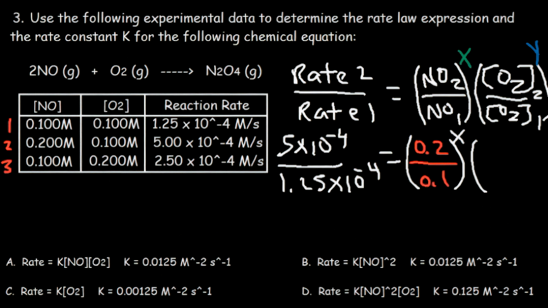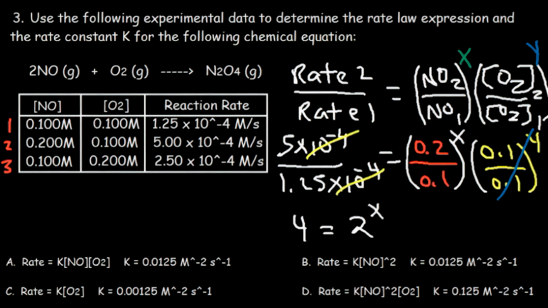Now, the concentration of O2 for trial 2 is 0.1. And for trial 1, it's 0.1, so it cancels. So this cancels out to 1. 1 raised to the y is just 1. So we don't have to worry about it anymore. Now on the left side, the 10 to the negative 4 cancels when we divide them. So 5 divided by 1.25 is 4. And 0.2 divided by 0.1 is 2. So we get 2 raised to the x.